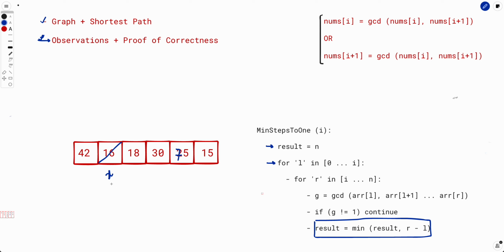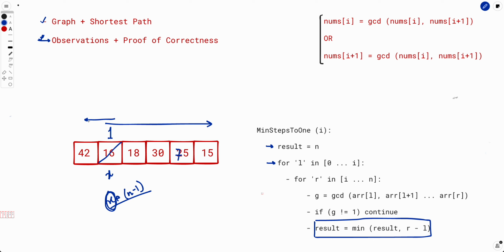Now the final answer would be x plus n minus 1, right? Now why is this the case? Because we know there is only one 1 in the array, and that 1 comes because you have done x operations. After that, this element will be 1, and every other element will not be 1, and you will just propagate this 1 to every other element in n minus 1 steps.